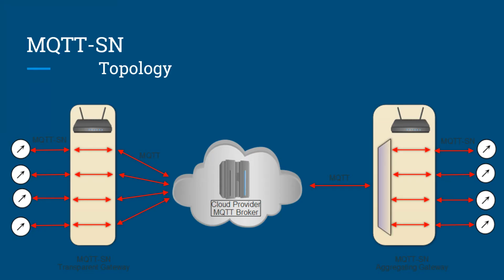Gateways in the MQTT-SN protocol can be transparent or aggregating. In a transparent gateway, the messages are one-to-one from the clients through the gateway to the broker. In an aggregating gateway, the messages are many-to-one.